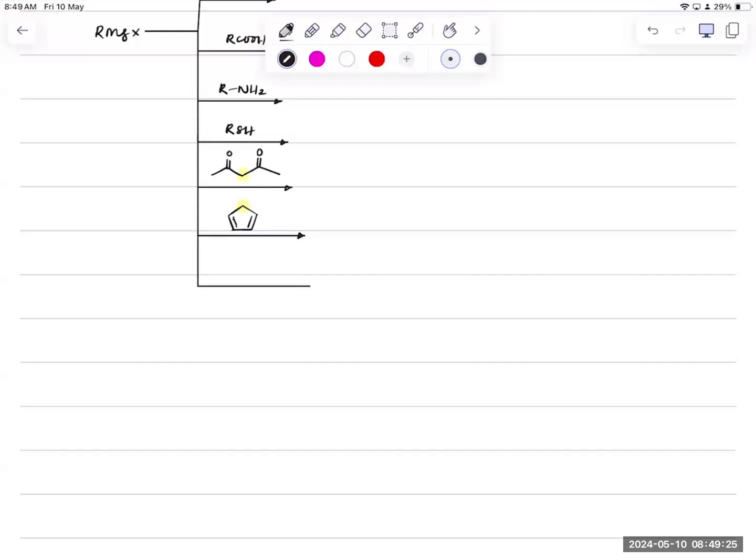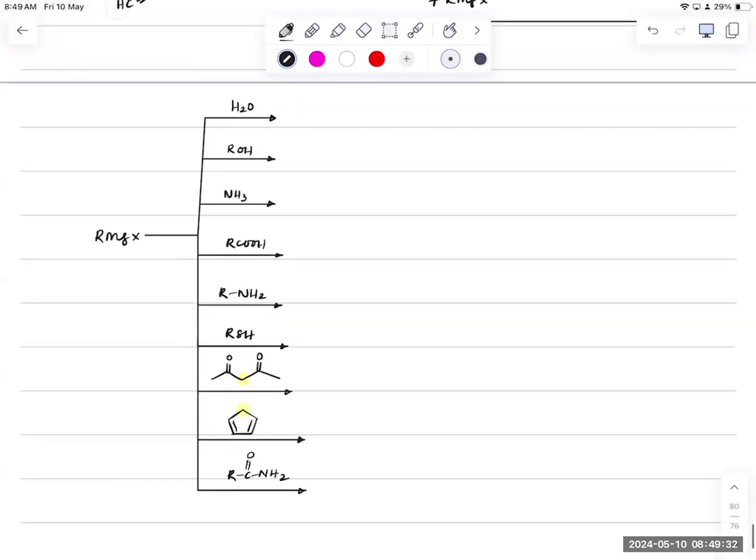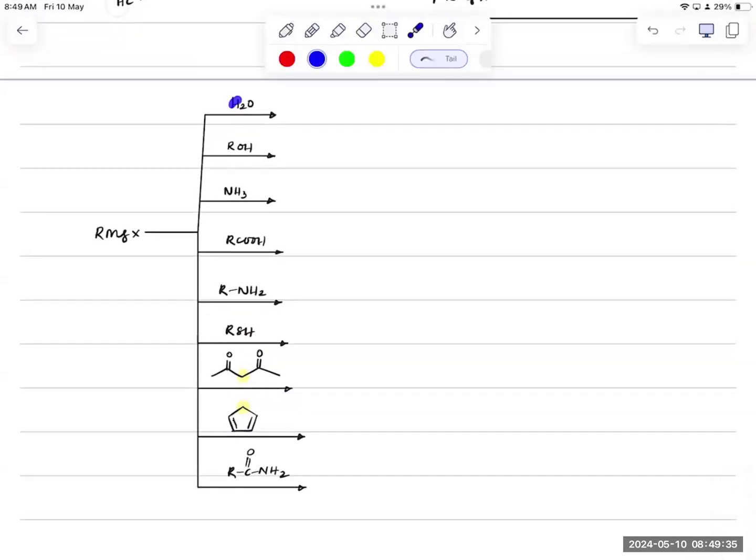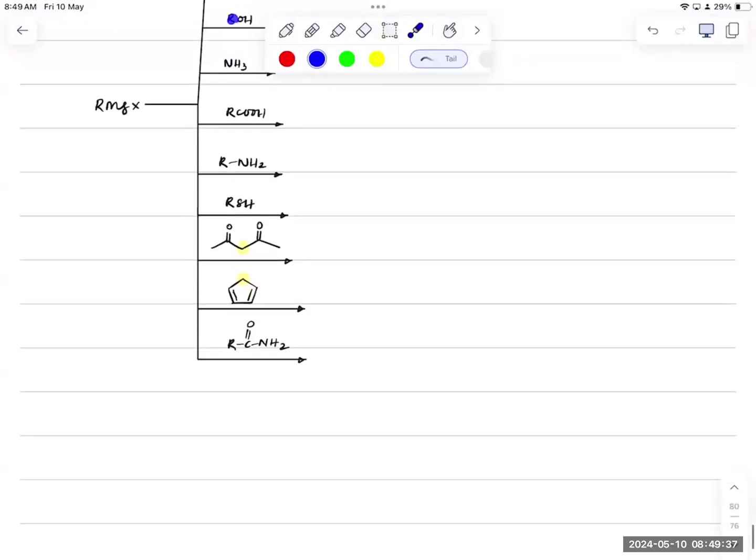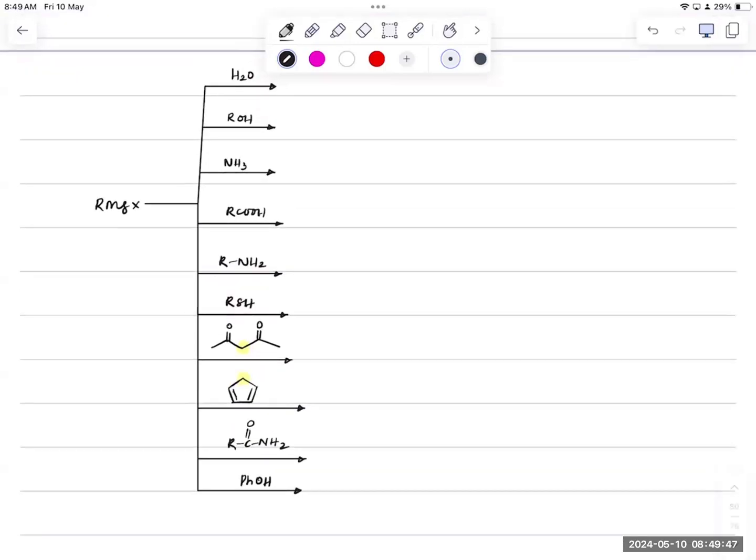Next, amide also. Take R C double bond O NH2. So if you notice, in all of this, there is a sufficiently strong acid present. Phenol also, I forgot phenol. PhOH, phenol. So you can see we have alcohol, water, alcohol, ammonia, acid, amine, SH, this one, this one, this one, this one. All of them have sufficiently acidic hydrogens.